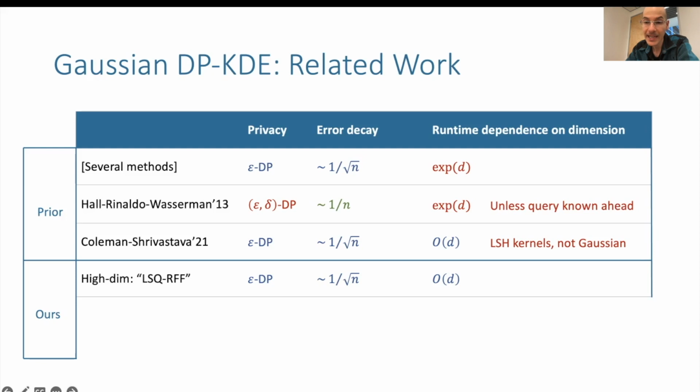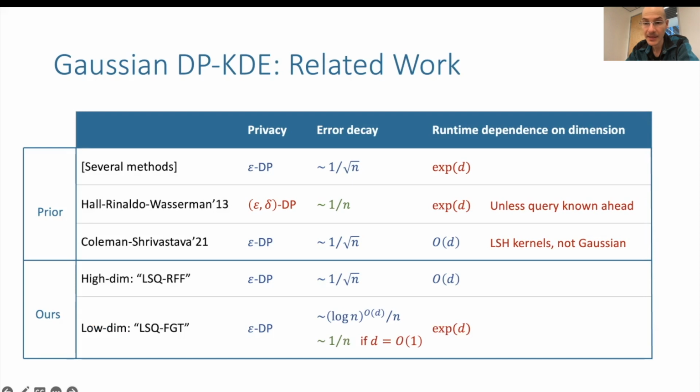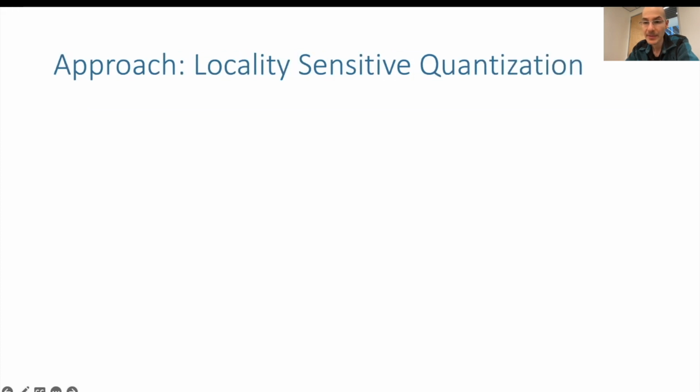And what we get in the high-dimensional case is the same result for more kernels, including the important case of the Gaussian kernel. And in the constant dimensional case, we get this better linear error decay rate, but with pure, or epsilon, differential privacy. Let me say a few words about our techniques.